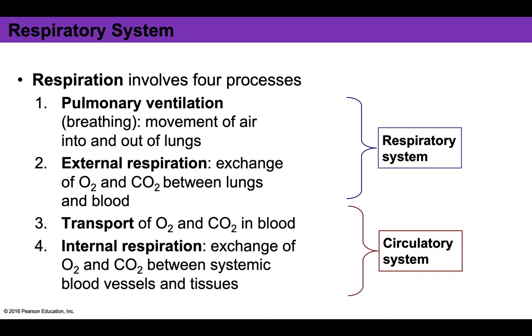The next thing we have is external respiration. This is the exchange of oxygen and carbon dioxide between the lungs and blood. So we have oxygen that leaves the lungs and enters the blood, and carbon dioxide that's leaving the blood and entering the lungs. Third, we have transport. This is the transport of the respiratory gases, again oxygen and carbon dioxide. So the cardiovascular system transports these gases using blood as a transporting fluid.